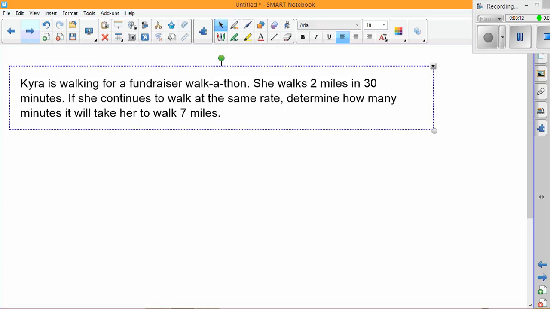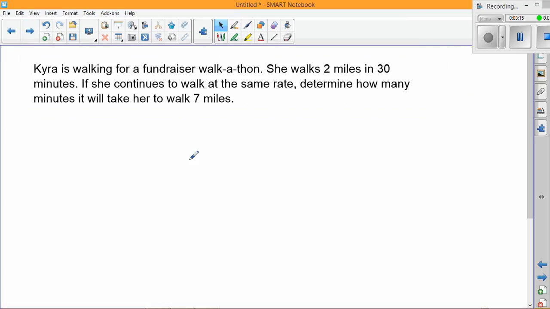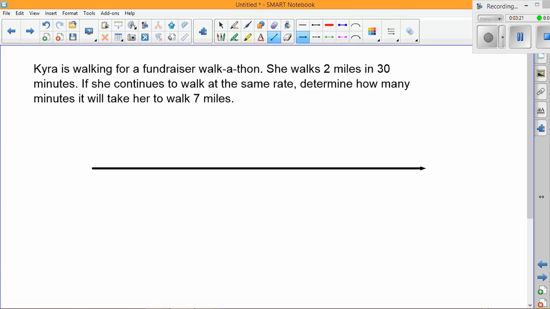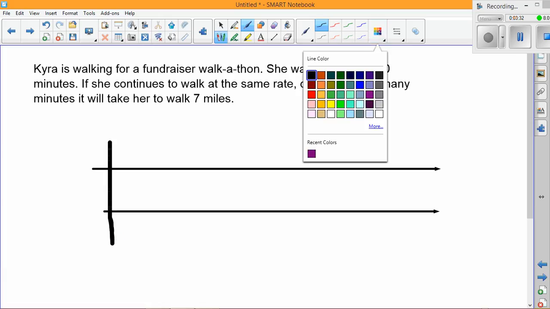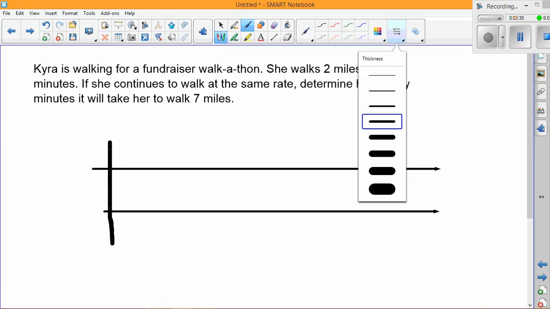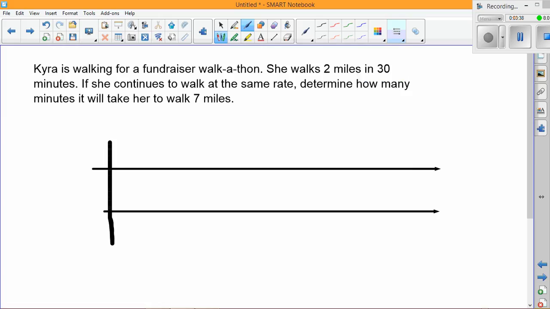So let's go over here. We're going to take the same problem. Now I'm going to draw a double number line diagram. So let's get ourselves a number line here. And like we said, we can think of the double number line like a ruler. And I'm going to want one of the sides to be miles, and one is going to be minutes. So I'm going to do this.